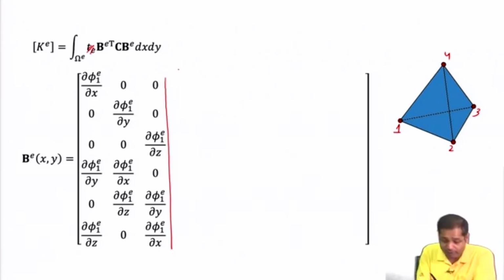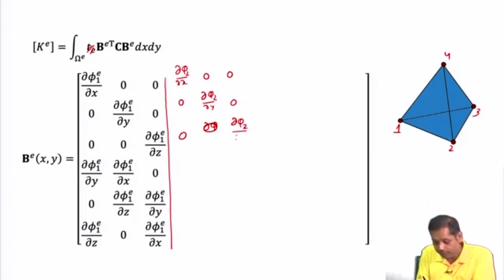So next will be del phi 2 by del x, then 0, 0, then 0, del phi 2 by del y, 0, then 0, 0, del phi 2 by del z.